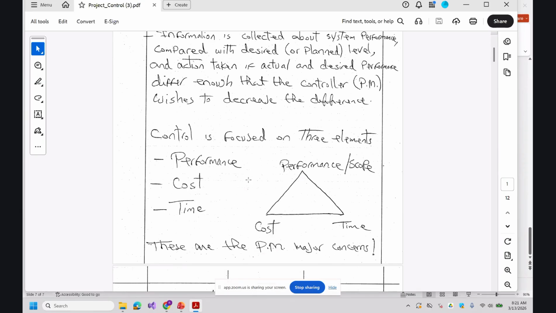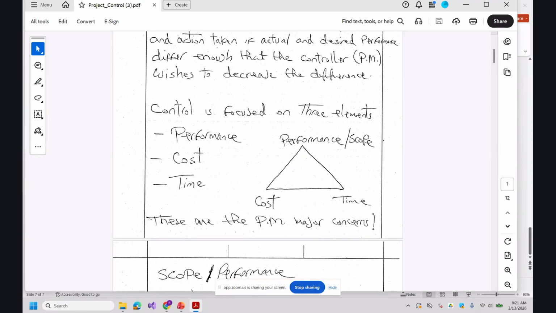So basically, these are the three main issues: performance (scope), cost, and time. If you miscalculated any of these and fail to meet any of these, you're going to face an issue. So the project manager is continuously monitoring the performance, checking the cost, and making sure that everything is being implemented and executed accordingly. So these are the key three elements: performance, cost, and time.